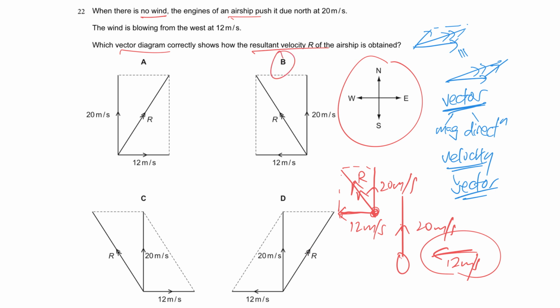Now some of you might ask, what if I choose to think of the tip to tail method? Can. So if you think about the 20 meters per second here, and the wind here, I will join the tail of the 12 meters per second over here to the tip. And likewise, this will be your resultant R that's acting on the airship. So they are similar, but since all the options here are parallelograms, this will be much easier to see.